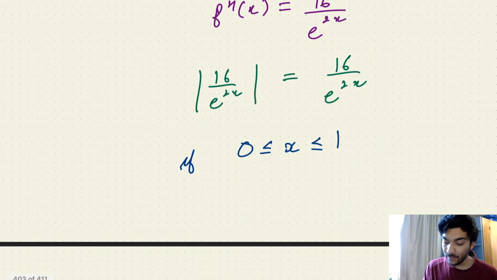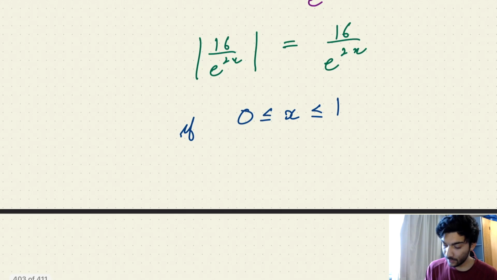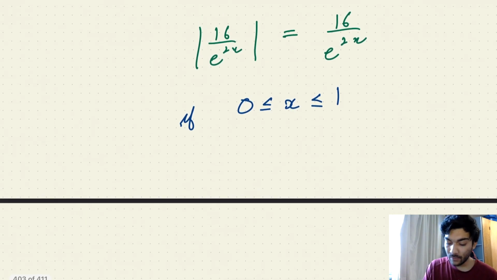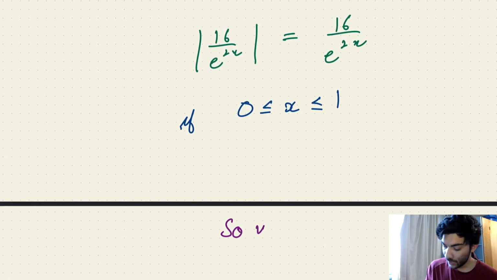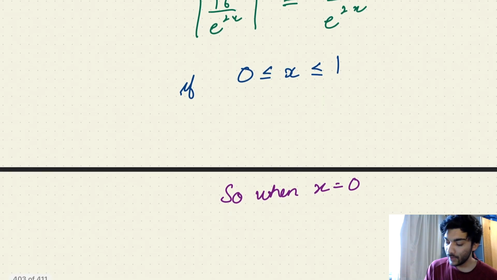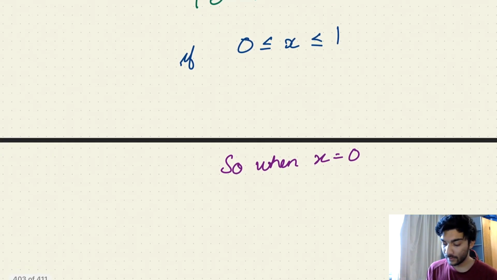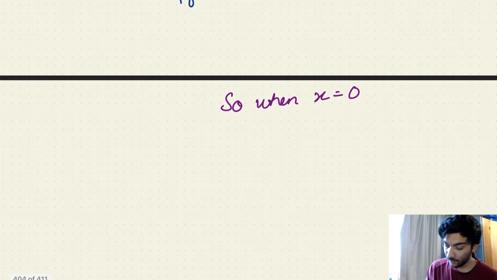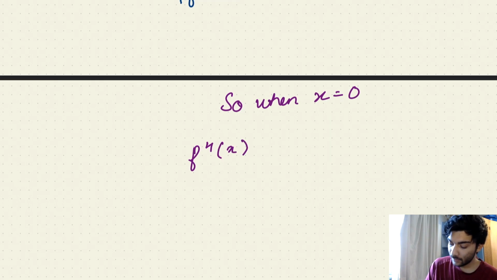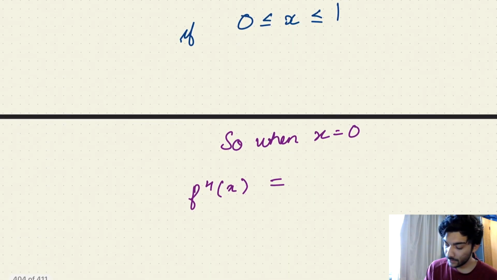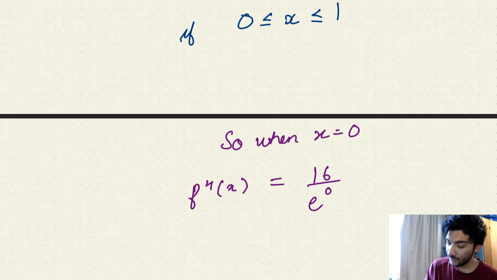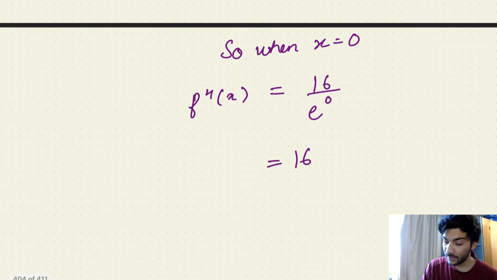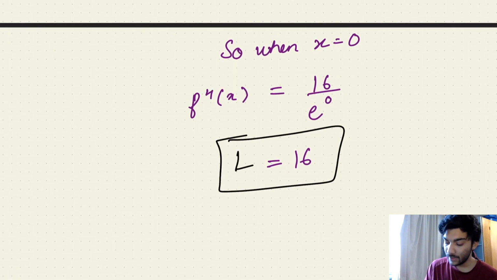So the maximum value of the fourth derivative of f of x would be when x is equal to 0, and when x is equal to 0, we'll get the value of L as well. So when x is equal to 0, the fourth derivative is 16 upon e to the power 0, which is basically 16 in this case, right? And this is also equal to the value of L in this case, right?